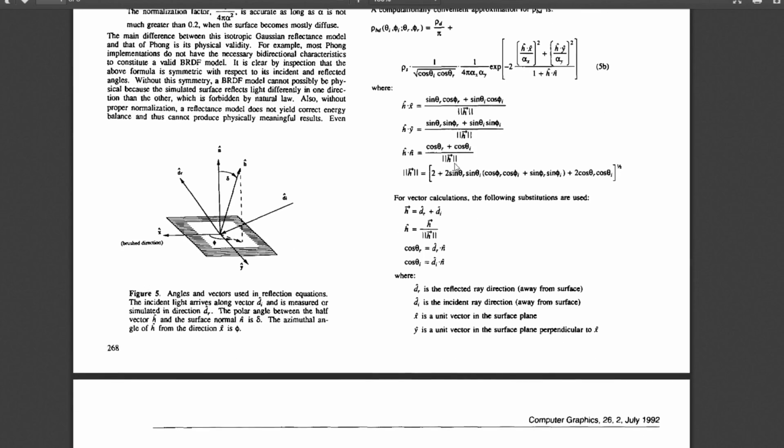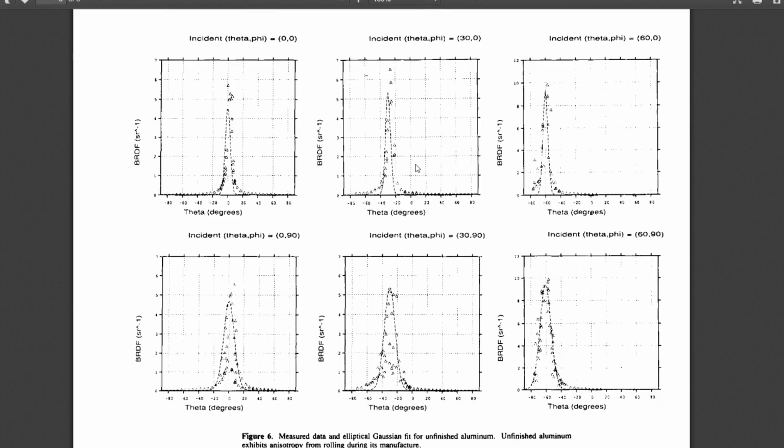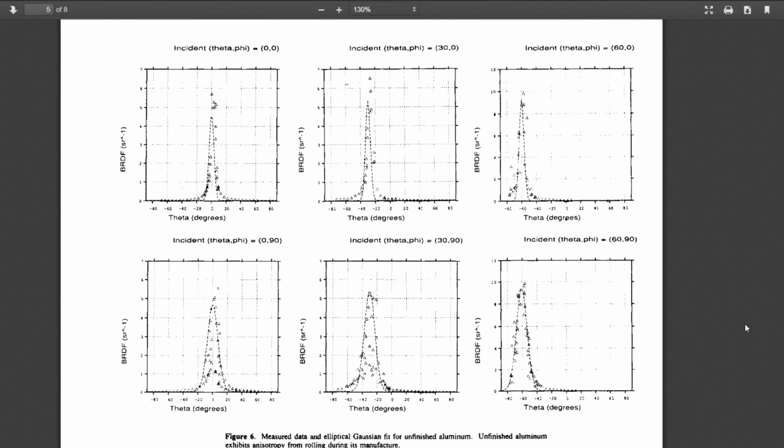And they run it through an approximation, and you can see the results of this here. So what are these figures? As you go from one figure to the right, you're increasing the incident theta by 30. And the incident theta is the angle from the light to the normal. And as you go from one figure on the top to the figure on the bottom, you are rotating the incident light around the normal by 90 degrees. Why 90 degrees? Because that is the amount it takes for the angles to be linearly independent.